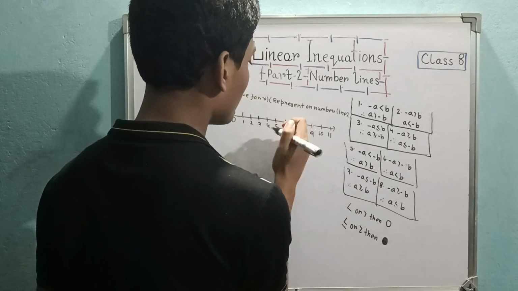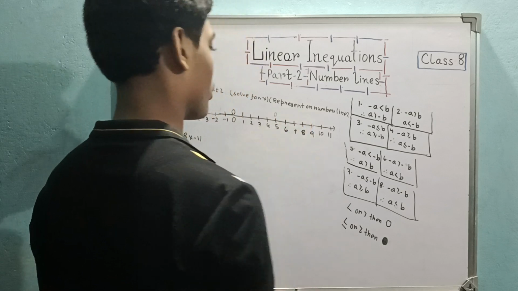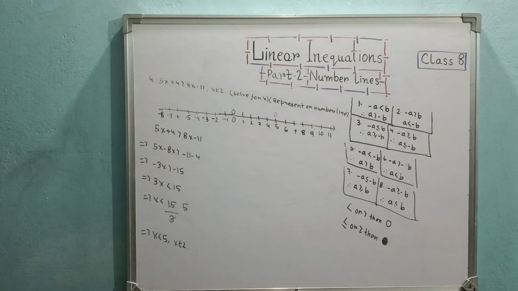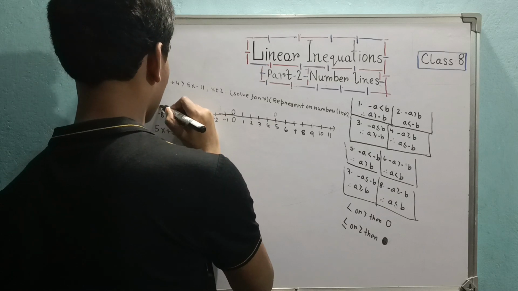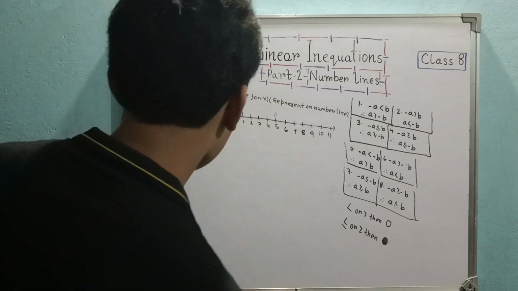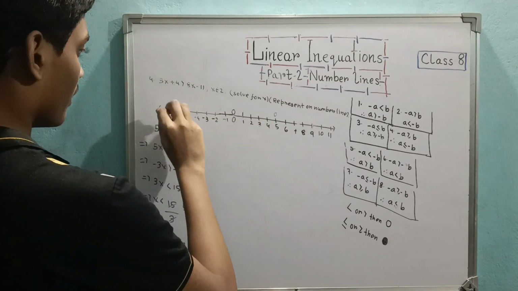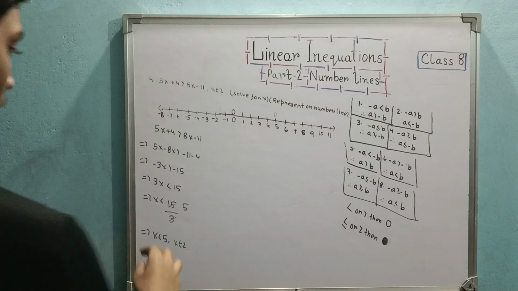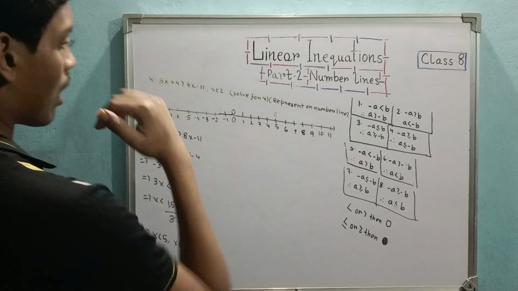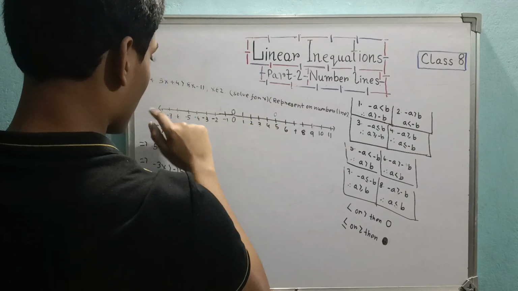Come on, at least a circle should be there. Yeah, that's okay. Let it be. And see this. Less than 5. So from 5 till the end of the number line, it will get thickened, because it's an infinite set of integers. We don't know how many integers are there less than 5.